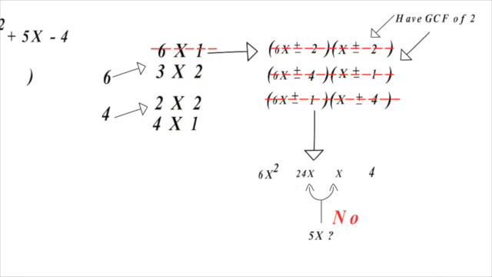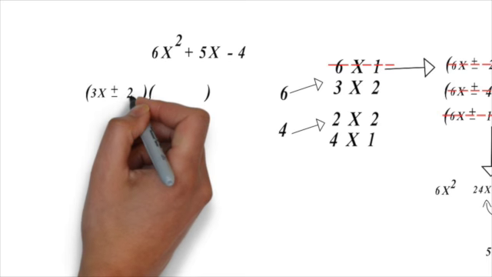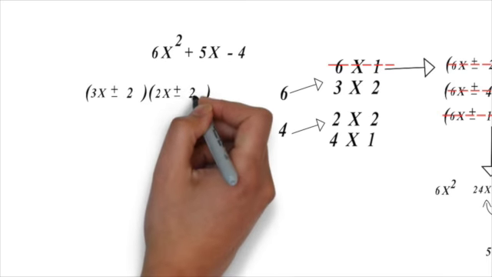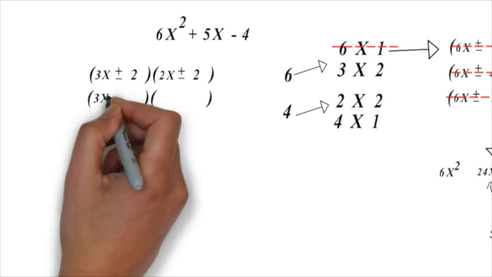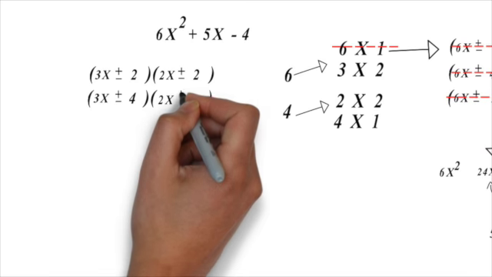Since we now know that the 6 times 1 factor of 6 does not work, we now have to try the 3 times 2. So we set up our parentheses 3x with 2x, both on the left side of each parentheses. Now we look at our third term, 4. Its factors are still 2 times 2 and 4 times 1. So now we'll set up our possible sets of parentheses.